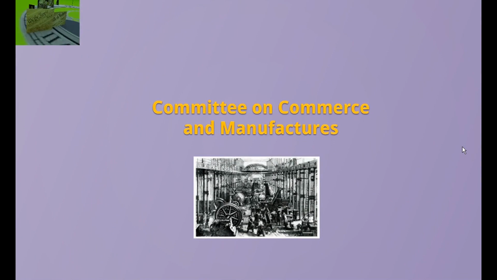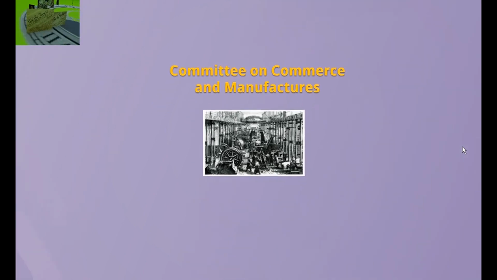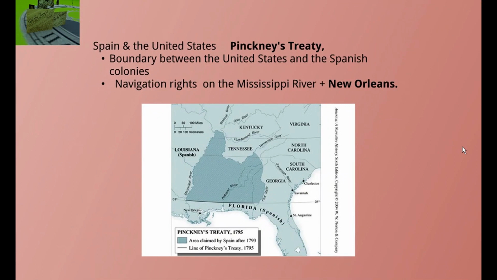A committee on commerce and manufacturers is established in Congress. This is a continuation of the movement towards encouraging manufacturing, which is going to be one of the factors why the United States would become in the future one of the largest industrial and capitalist countries in the world, besides Britain, and at certain times even more so than Britain.